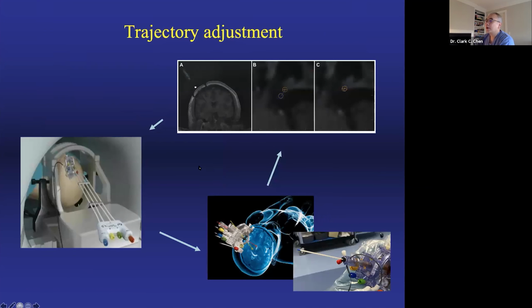And after that, MRI is taken, and the MRI will calculate where your current trajectory is relative to your intended target. And then you would go in and, using these various knobs, correct for your course so that you can achieve the optimal trajectory. And this cycle is repeated until the ideal trajectory is obtained.